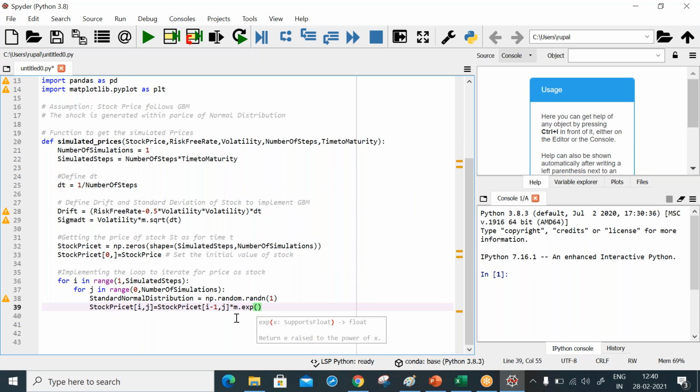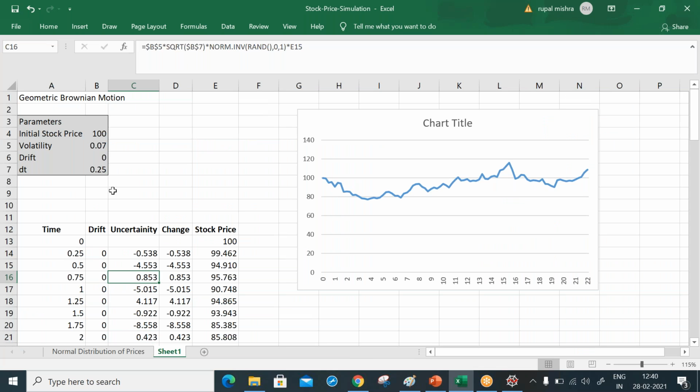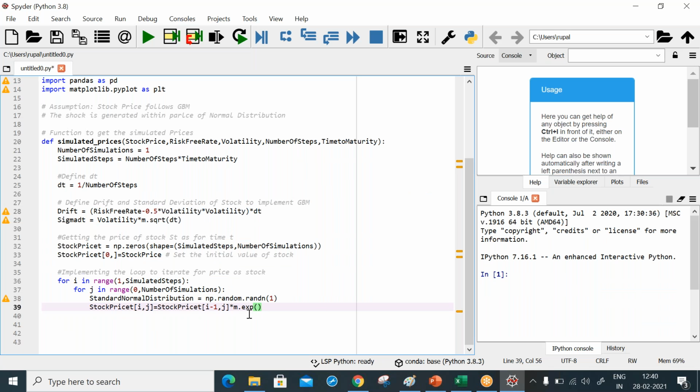Again, what we did yesterday was we didn't implement the exponential part, and here we are doing the exponential part. Here we assume that we are doing a discrete geometric Brownian motion, and here we are using an exponential part. If we are using exponential, then it shows that we are using the continuous function.